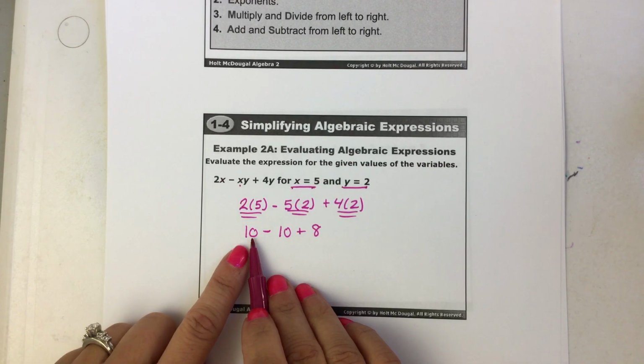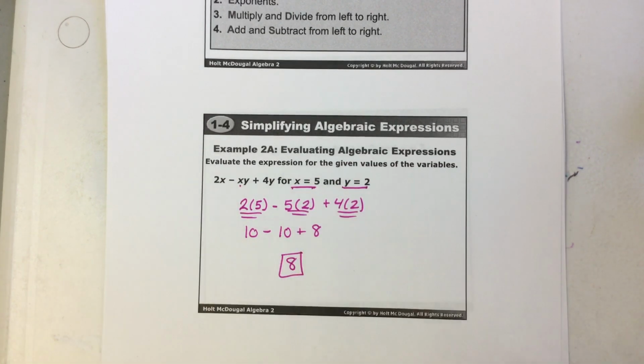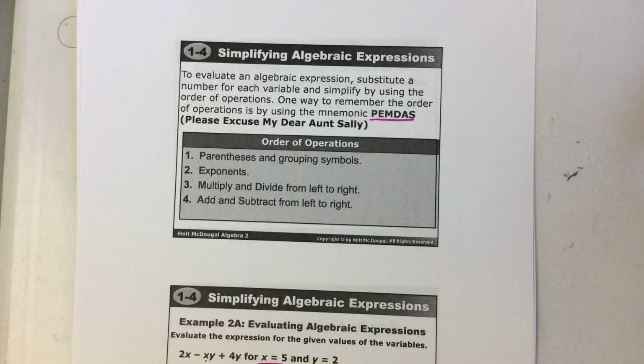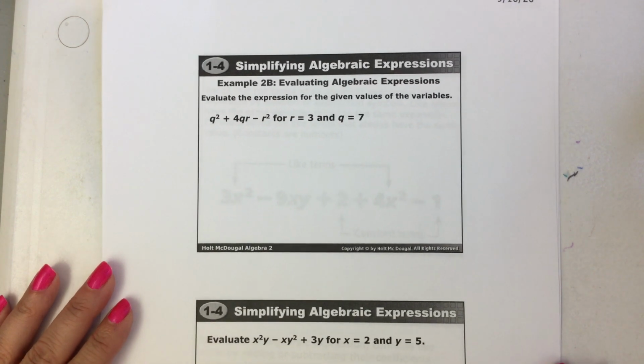Add and subtract left to right. 10 minus 10 is 0. 0 plus 8 is 8. Done. Okay, so we just evaluated an algebraic expression. Let's look at another one.